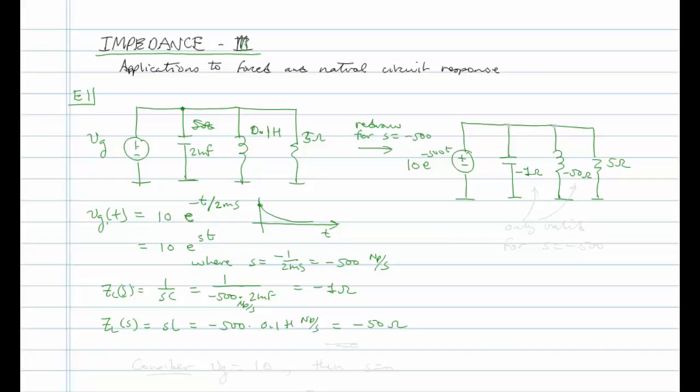Now that looks awfully strange, right? I mean, we've never dealt with any kind of negative impedance. Now this is not negative resistance, it's negative impedance. These values are only valid for S is equal to minus 500, right?